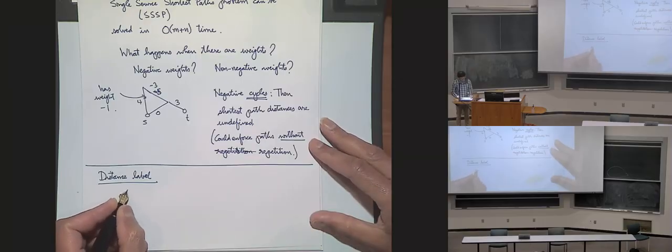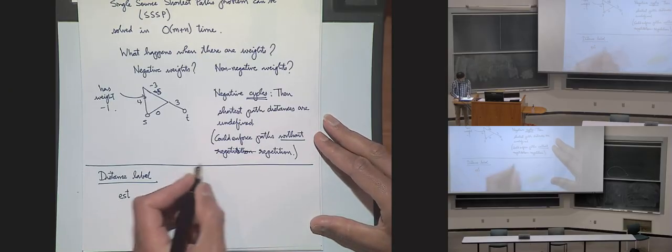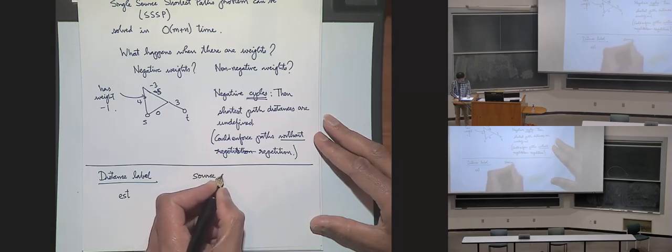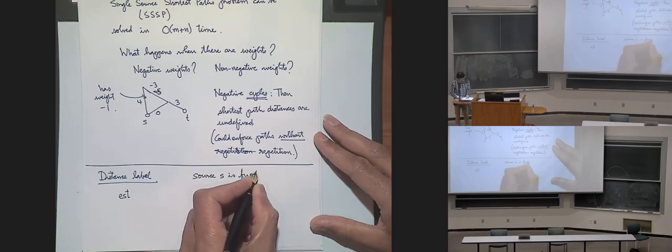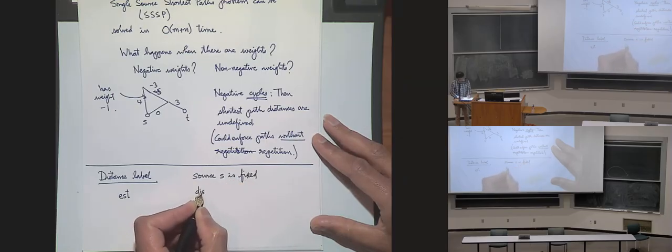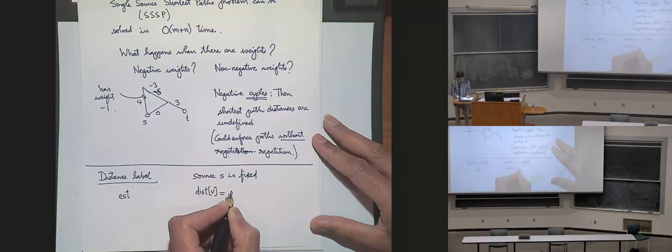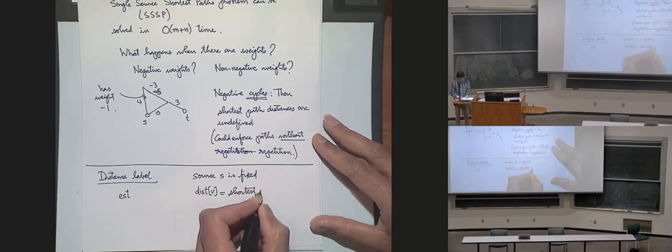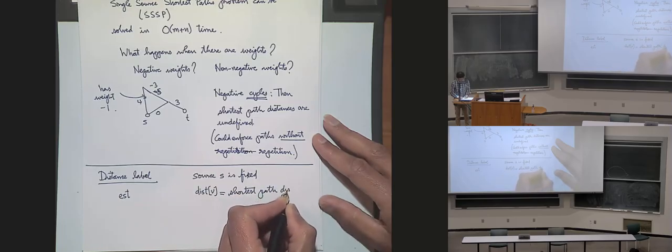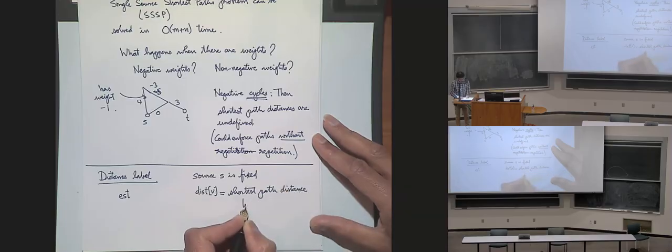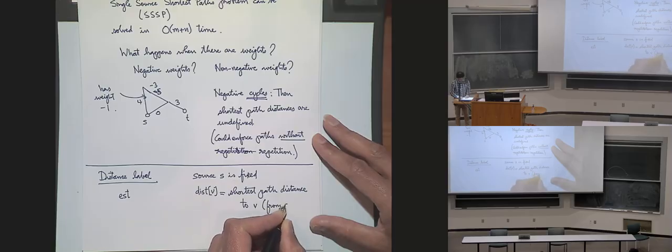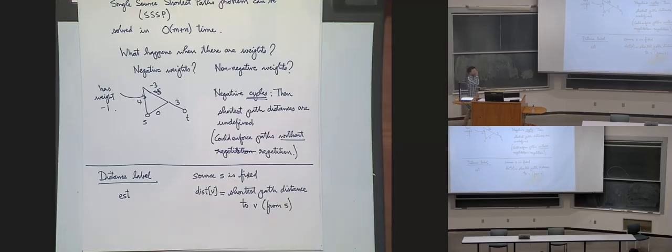So now that we've seen BFS and DFS, think about a distance label as some array that I'm going to call an estimate. So the source S is fixed. Okay. And I'll say dist of V is equal to the shortest path distance to V from S. So the graph may be directed, it may be undirected, weighted, anything. This is a very general definition. Your aim is to compute these, and also find the actual paths that obtain the shortest path distance.